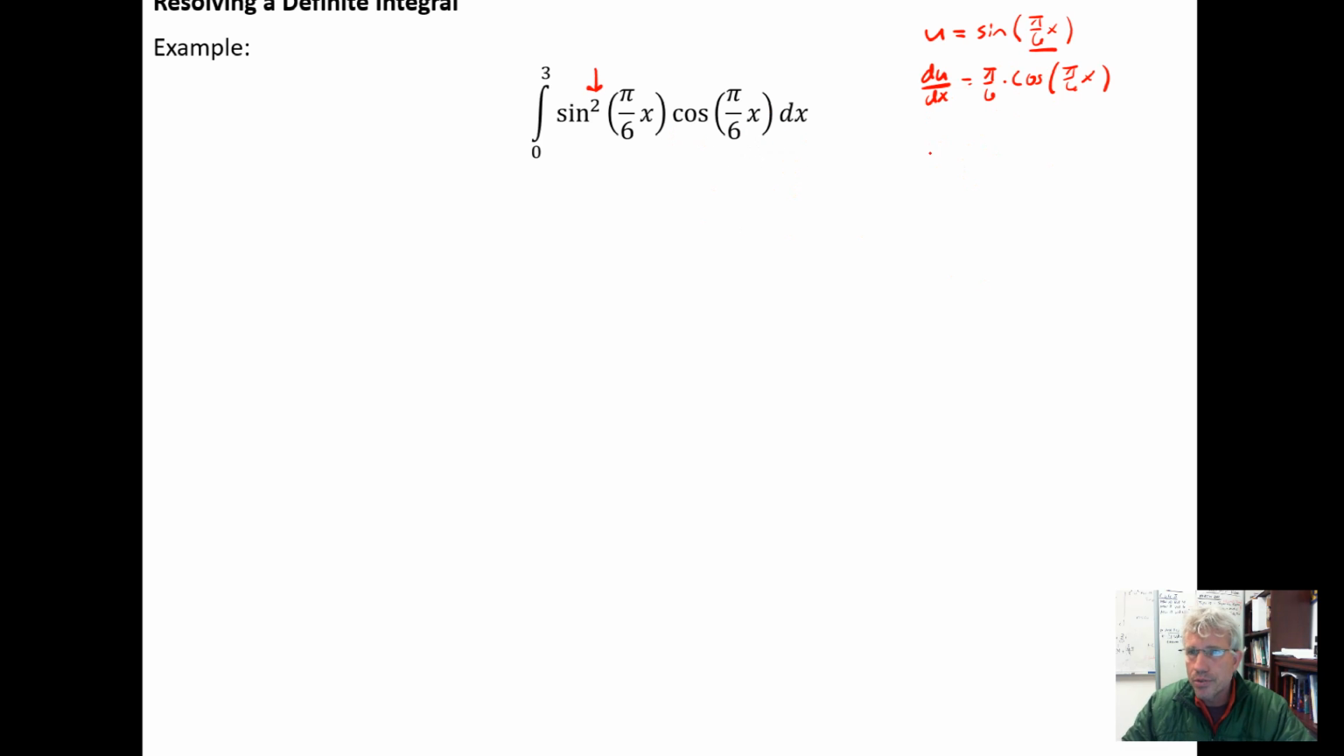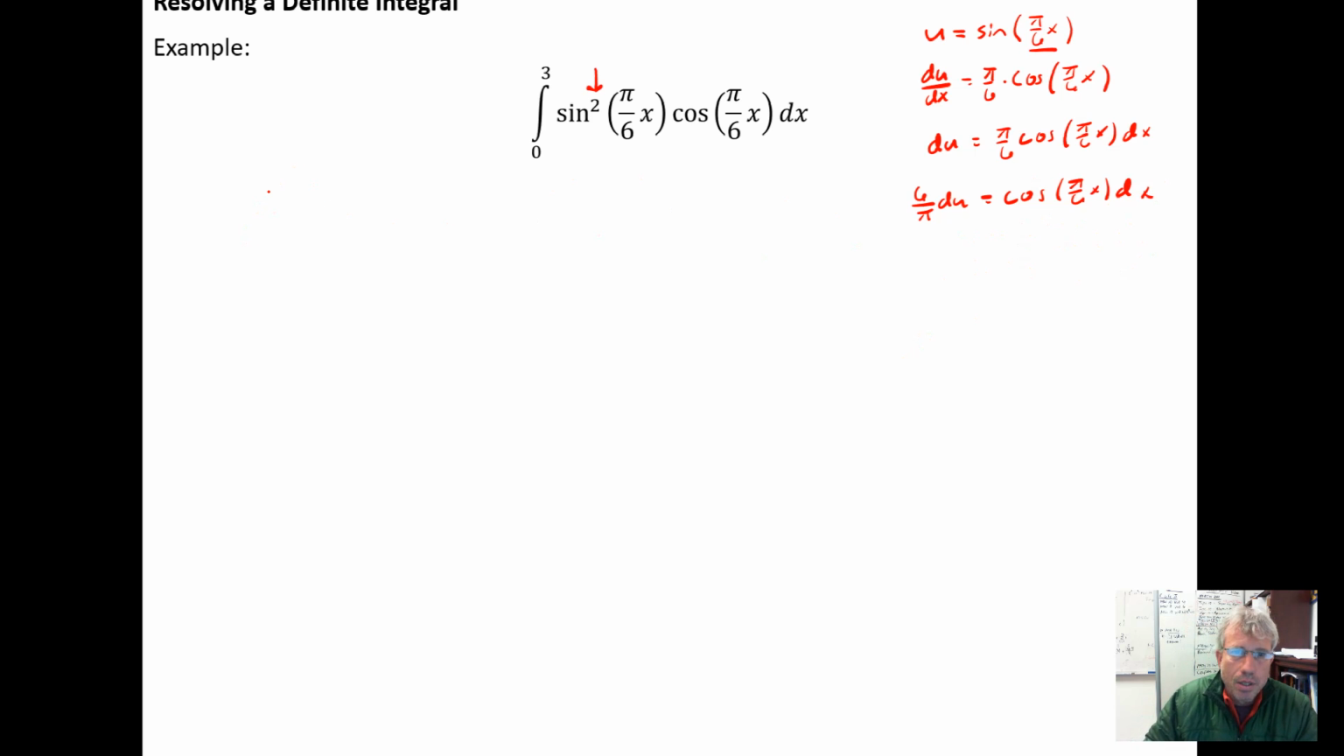So I can do two things here. I can multiply both sides by dx and get du equals pi over 6 cosine pi over 6x dx, and then I could multiply both sides by the reciprocal of pi over 6, which is 6 over pi. So I would get 6 over pi du is the same as the cosine of pi over 6x dx. And once I've done this, I'm ready to make some substitutions.